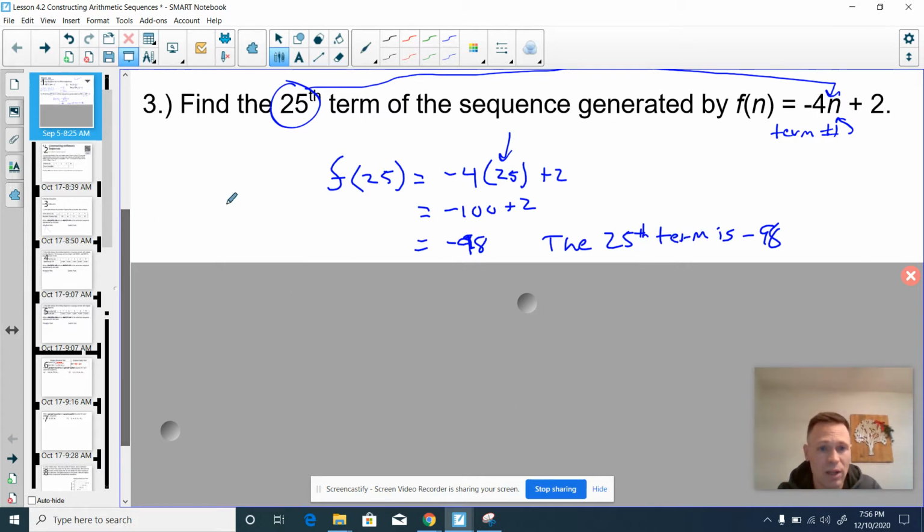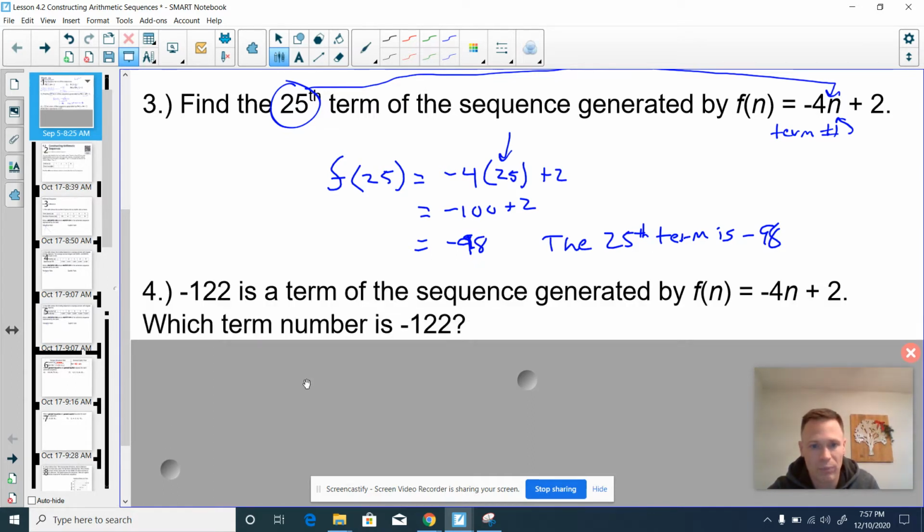Okay? And then we can also flip that around, right? Well, what if I know what the term is, but I don't know that it's the 25th? I want to figure out what term number it is in that sequence. Well, where does it appear in the sequence? So that's what this question's about. It says negative 122 is a term of the sequence generated by this function. It says which term number is it? Well, that means that this negative 122 is going in for f of n, right? Not in for n, for the whole thing. And then we solve for the term number so we can figure out what term number it is.